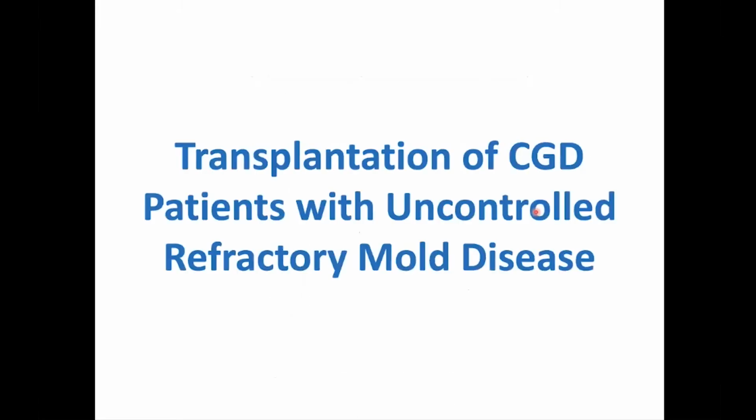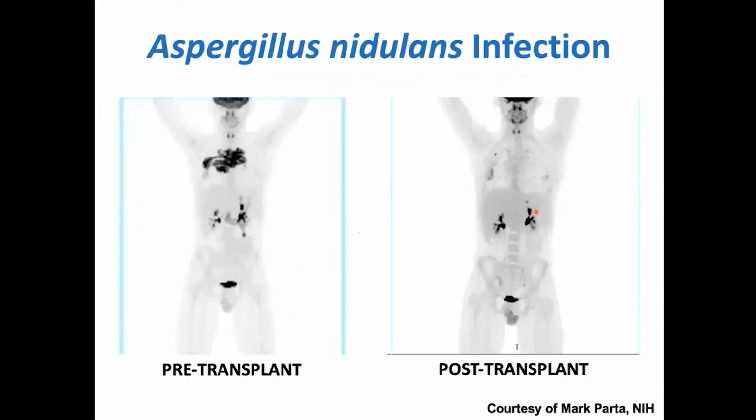Now, many of the mold infections in CGD are actually quite difficult to treat. And what I'm going to show you here is a couple of slides courtesy of Mark Parta and Harry Malech, showing transplantation in patients with CGD who have otherwise very difficult to treat infections. This is another example of Aspergillus nidulans. You see here in a PET an infection that is around the heart, in the spine as well. And just within a month, 6 weeks after transplant, this infection is gone.